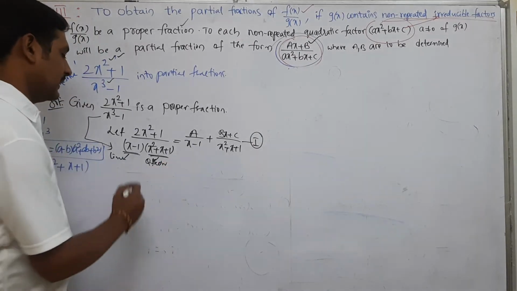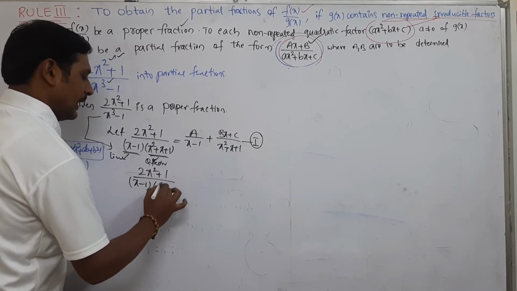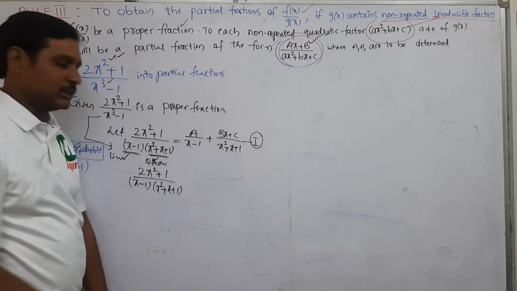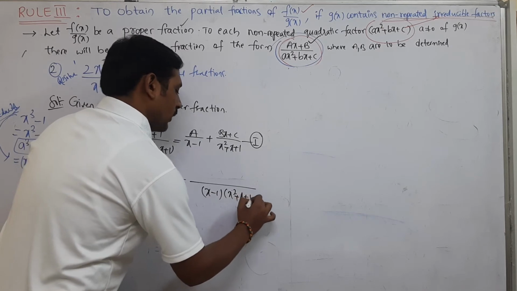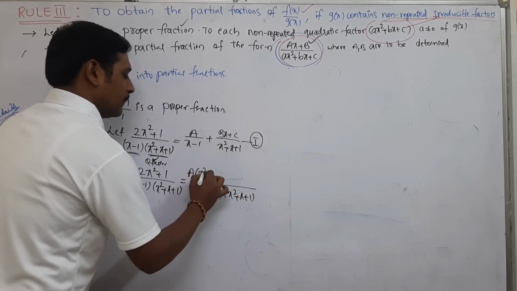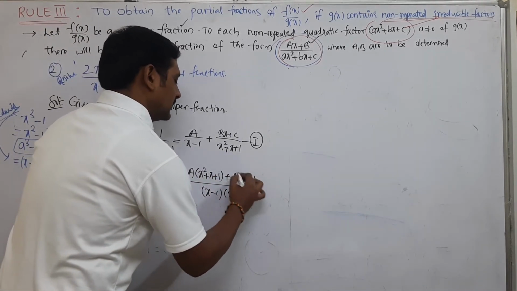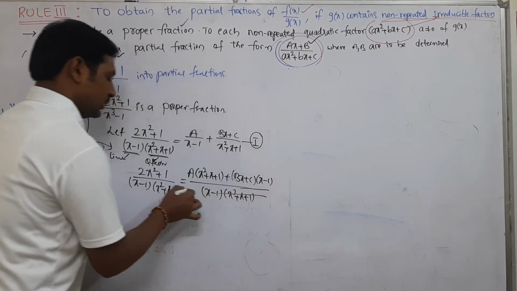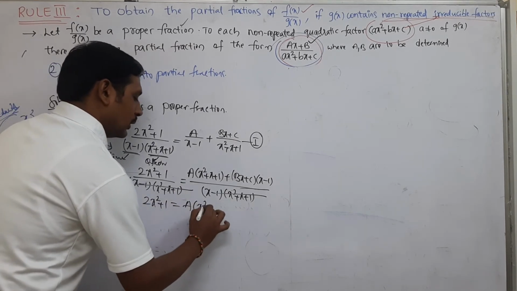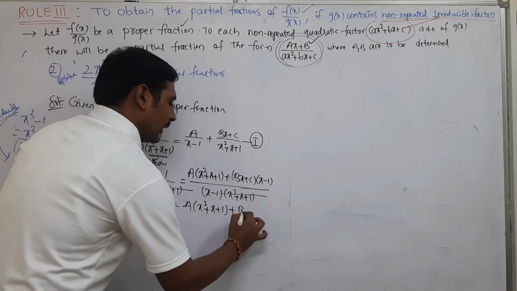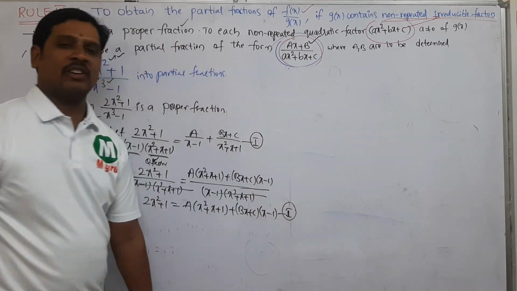Now same thing, go for the LCM. So 2x square plus 1 by x minus 1 into x square plus x plus 1 is the same as, if you go for the LCM, x minus 1 into x square plus x plus 1, cross multiplication, a into x square plus x plus 1 plus bx plus c into x minus 1. So this gets cancelled, remaining 2x square plus 1 equals a into x square plus x plus 1 plus bx plus c into x minus 1. Let us take this as equation number 2.